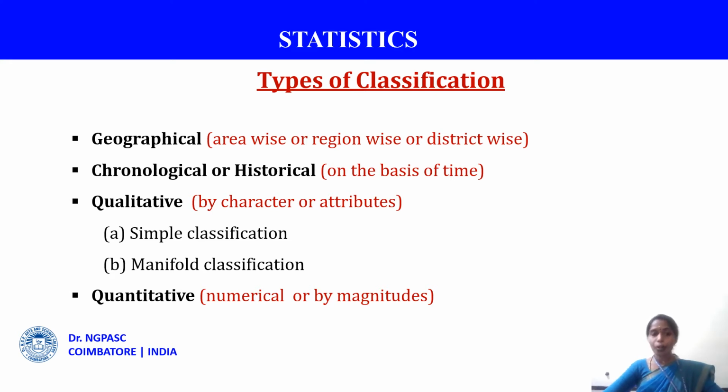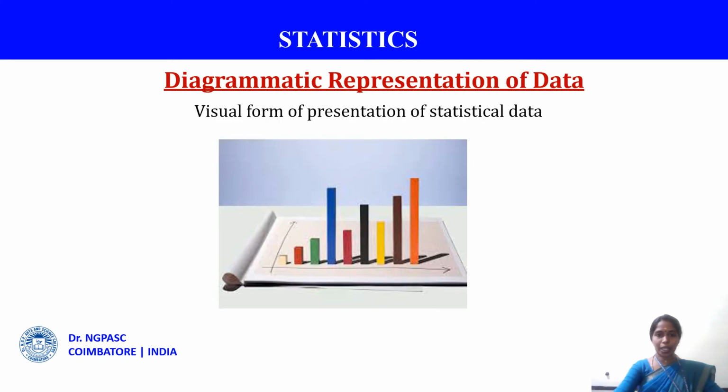That is called a simple classification. Second one, manifold classification, is that after classifying the gender, that is male and female, under that I can classify further: literate, illiterate, married, unmarried. Likewise, I can go on classifying further. So that is called a manifold classification. And the last one is quantitative. It is based on numbers, numerical values or magnitudes, height of the people. Likewise, some numerical value is considered. That is called quantitative classification.